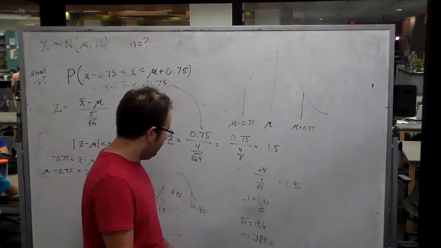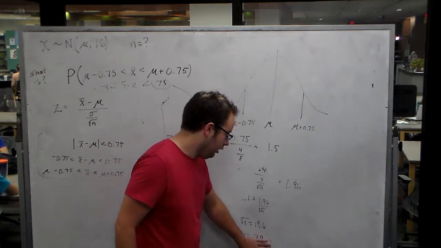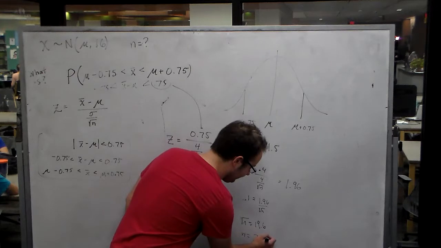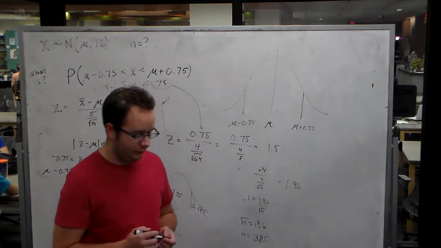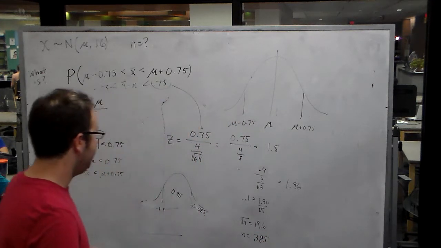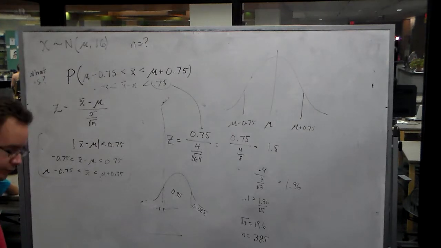It's degrees of freedom that you round down, though, right? Depends on what context we're talking about. We'll get there. All right, so it means our sample size needs to be 385. Cool.